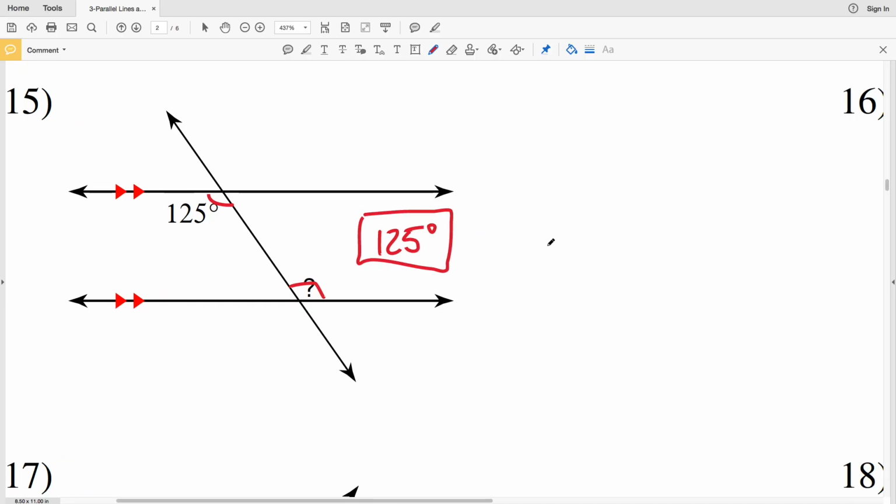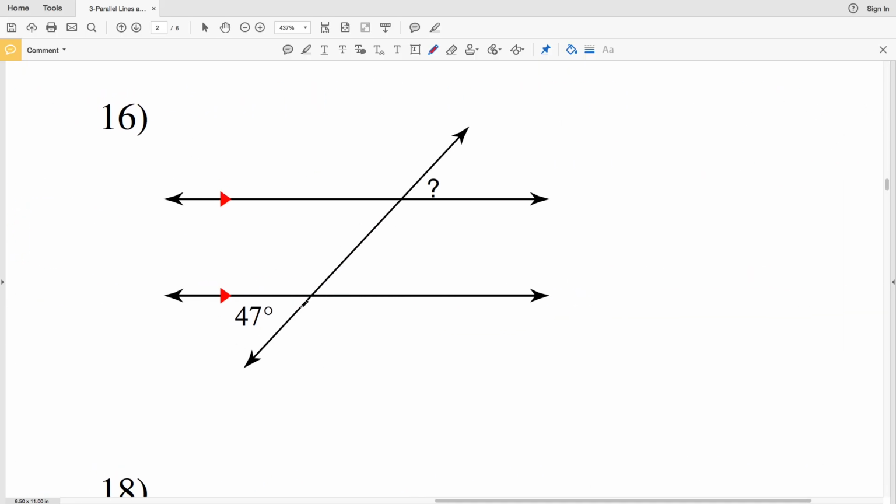degrees. In number 16, my indicated angle is on the opposite side of the transversal from the 47 degrees, and they are both outside of the intersected lines. Therefore, they are alternate exterior angles. And we know that the intersected lines are parallel. Therefore, 47 degrees is the measure of the indicated angle.